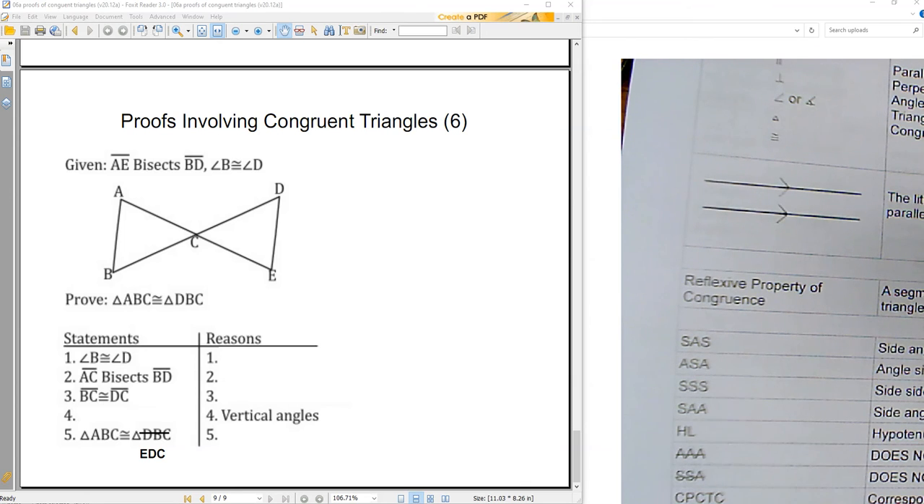All right, our last one. AE bisects BD. You know what? This should be AE. AE bisects BD. Now I know what this does right here. I'm going out of order. Okay, so that's a given.